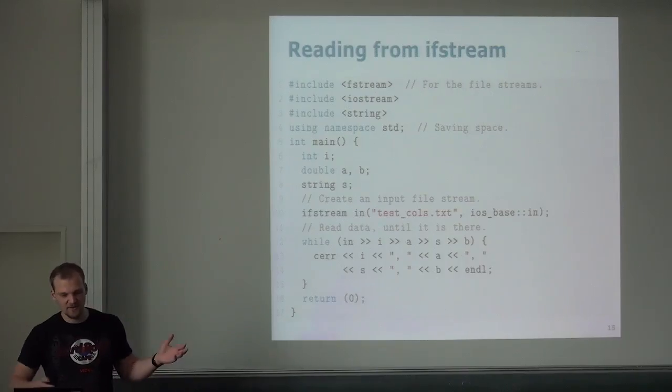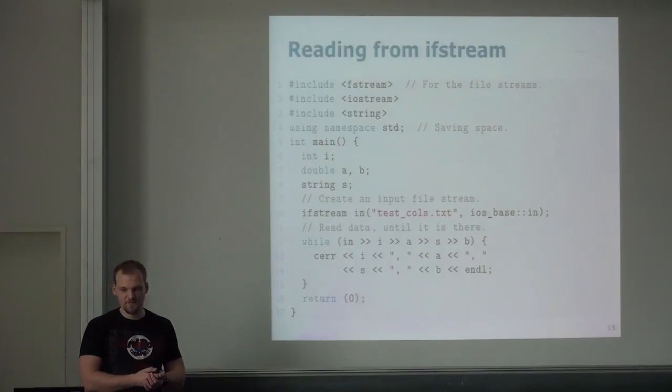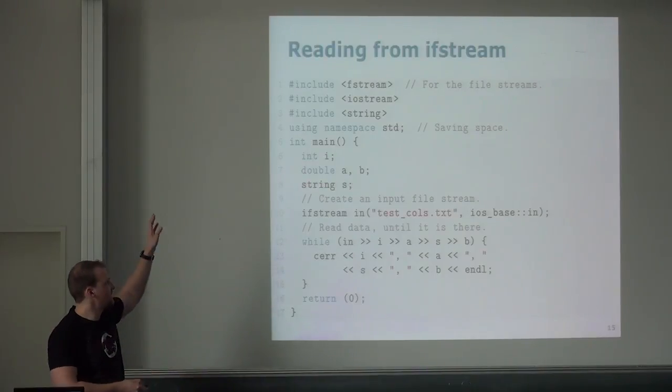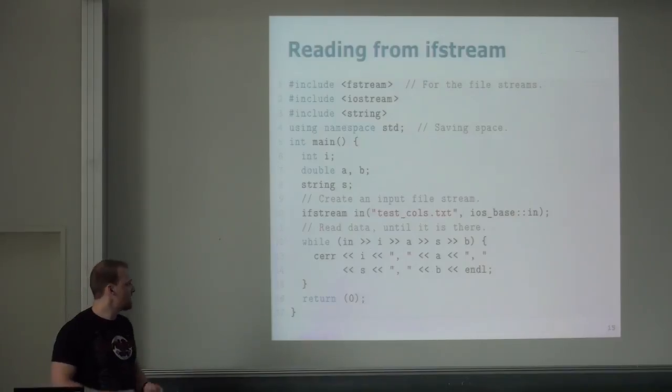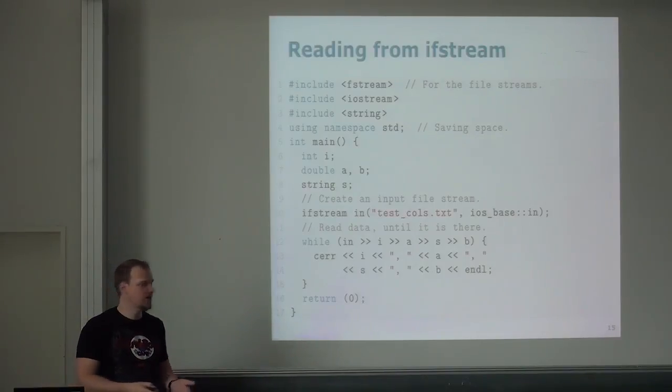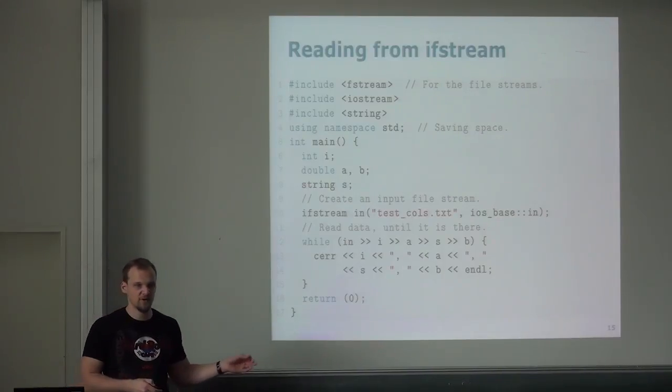Why? That's because it looks kind of like this. There is a lot of boilerplate from what we include and so on. Ignore that. The interesting part starts here. So we want to read a file, and this file is testcolumns.txt, for example. You can use this mode, but you can also ignore it. By default, it works well.